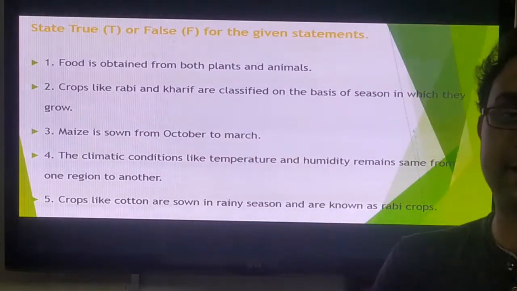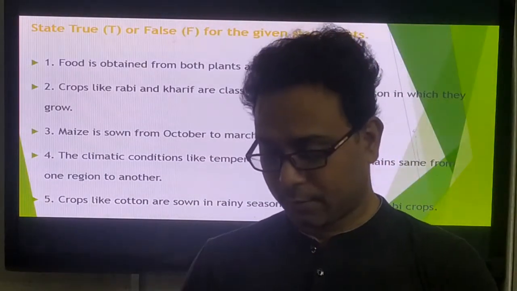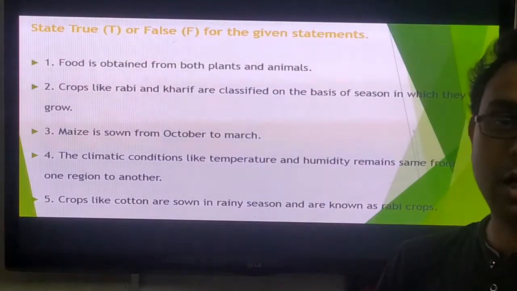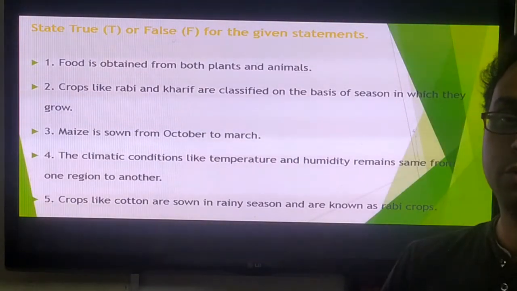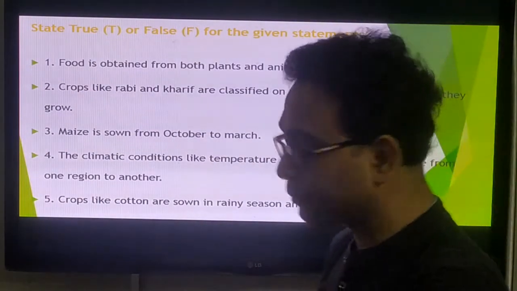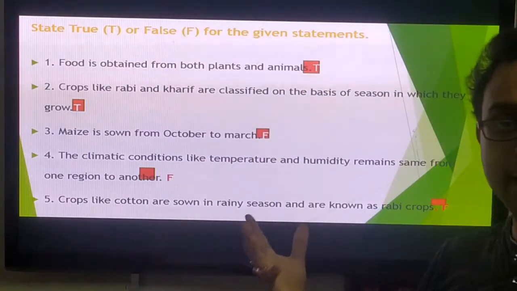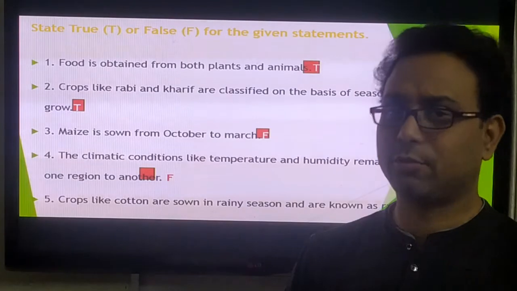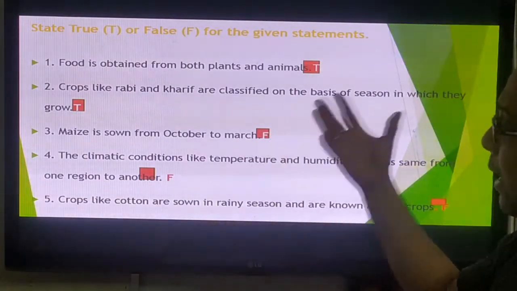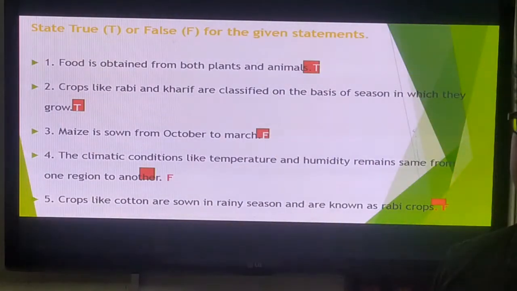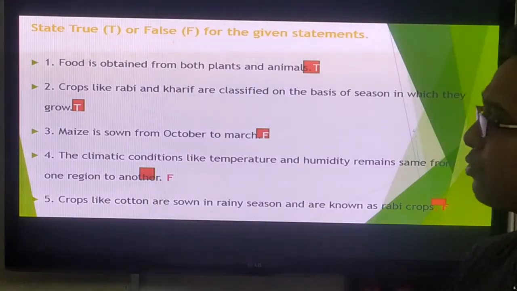Now you input the answer very fast. Now I show the answer. Food is obtained from both plants and animals because we get food from plants and animals. So this is a true option. Crops like Rabi and Kharif are classified based on the season they are grown. Right option. So true.